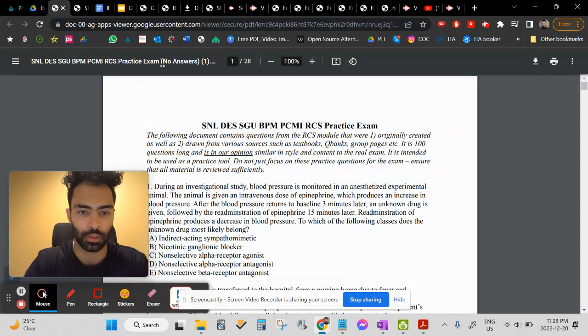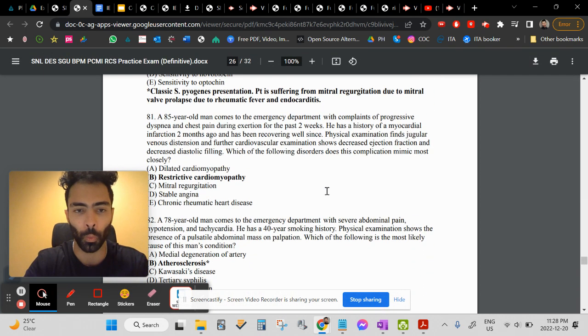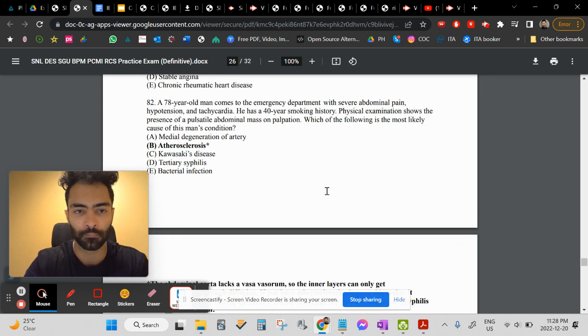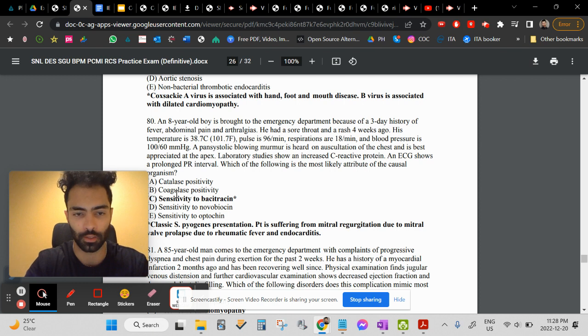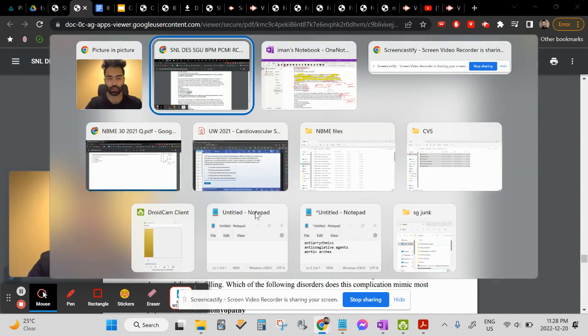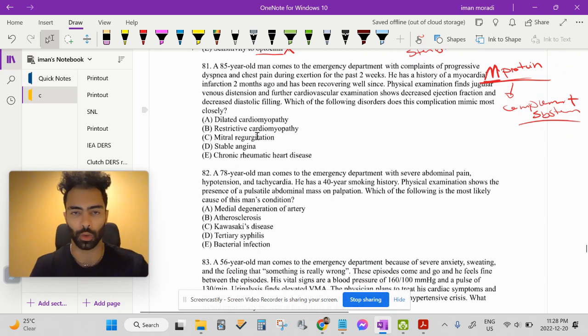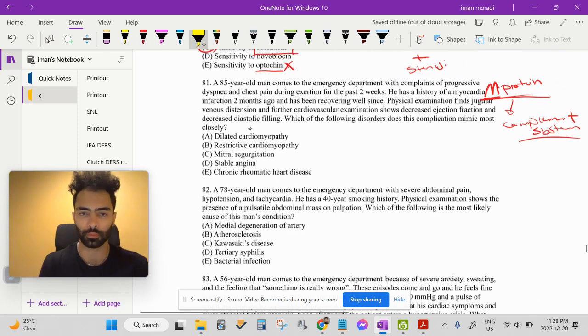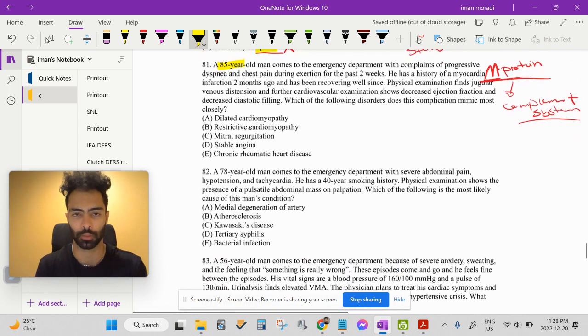Where was this? Yeah, here, pyogenes. Novobiocin is for staph. Again, I don't know what's resistant and what's not. This hasn't come up a lot, but optochin has come up and bacitracin has come up.